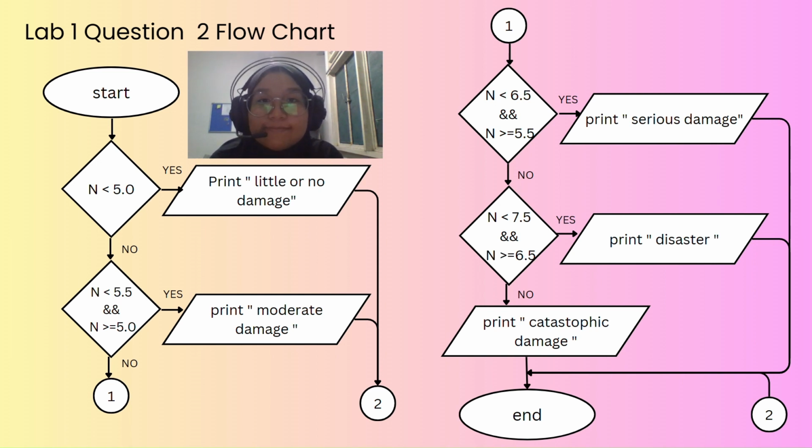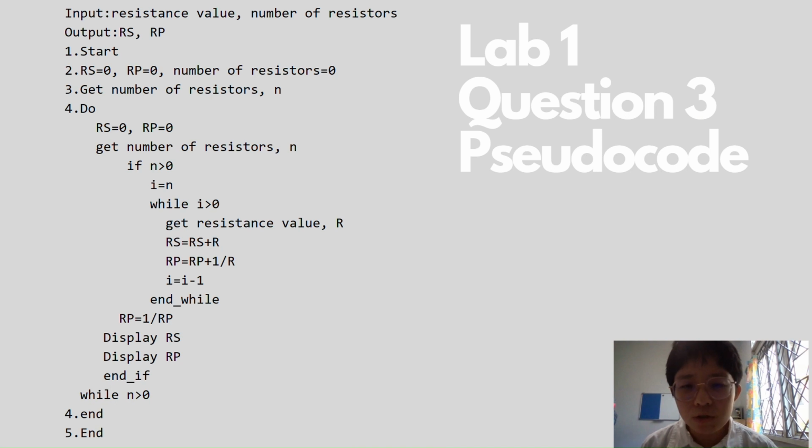Thank you very much. Now let us proceed with the pseudocode for question 3, which is about equivalent parallel resistance and equivalent series resistance, and we must list our input and output. Input is resistance value and number of resistors, and output is equivalent series resistance, Rs, and equivalent parallel resistance, Rp. We will start by setting Rp equals to 0, and number of resistors also equals to 0.